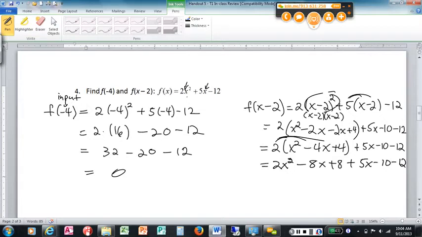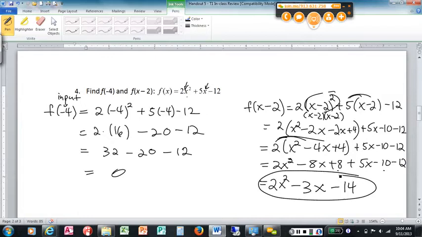Now we can combine the like terms. What have I got? 2x squared. We got a minus 8x and a minus 5x. That's a minus 3x, isn't it? And then the 8, minus 10, and minus 12 all combine. Minus 14. Anybody else believe that? Sounds okay? All right. And that's as far as we can take that one. It's as simplified as we can make that one. Is that okay?